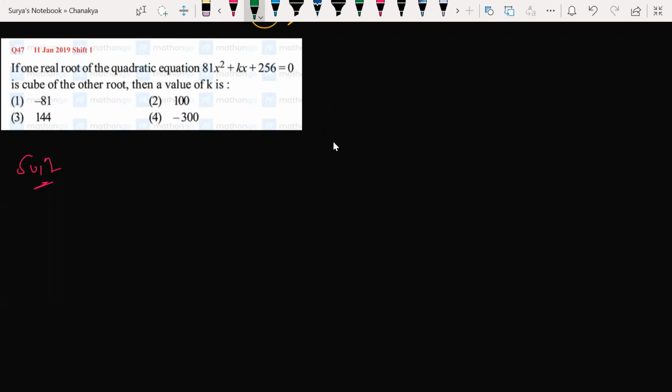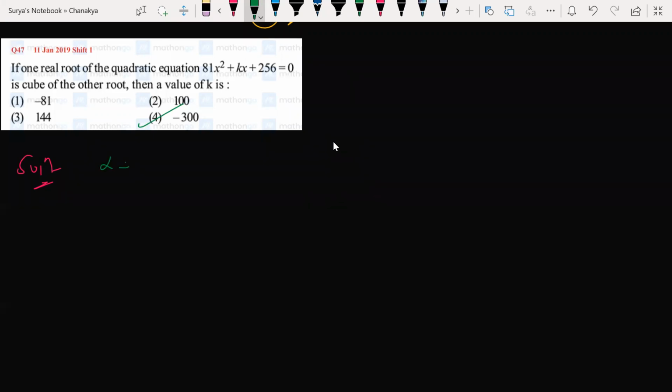If one real root of the quadratic equation is the cube of the other root, then the value of k? Sir, the answer is minus 300. How many of you got this, beta? Minus 300. Yes, I also got the same answer, sir. Minus 300 is the right answer. What about others? You want me to explain this?